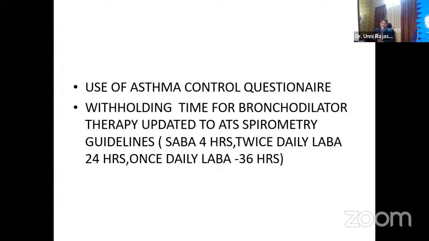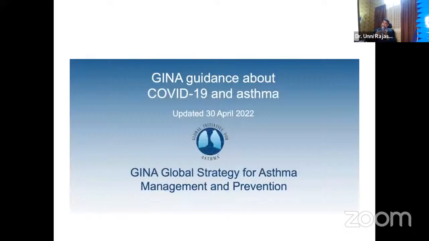There has been mention of the asthma control questionnaire, the preference of using questionnaire 5 instead of 6 and 7, and also mention of withholding time of bronchodilator therapy updated to ATS spirometry guidelines. That is SABA 4 hours, twice daily LABA 24 hours, and daily LABA almost 36 hours. So these are the updated guidelines which came up in 2022 in GINA asthma management.